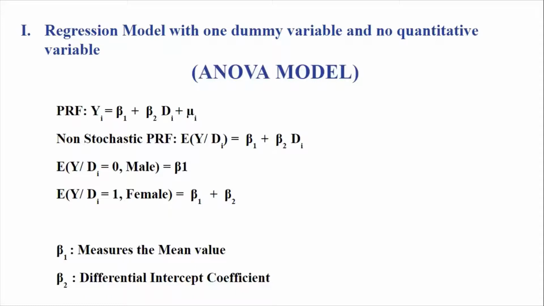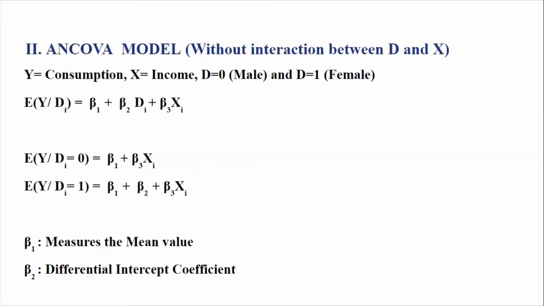Okay, now here the regression coefficient beta 1 measures the mean value of variable y for the base category, which is the male, and beta 2 is called the differential intercept coefficient. The differential intercept coefficient tells us by how much the expected value of y differs across the categories. Okay. Now the next is ANCOVA model.